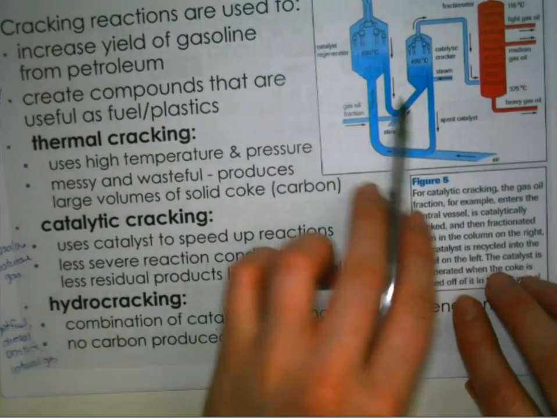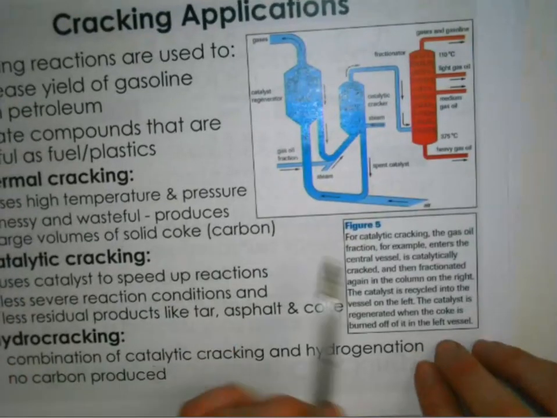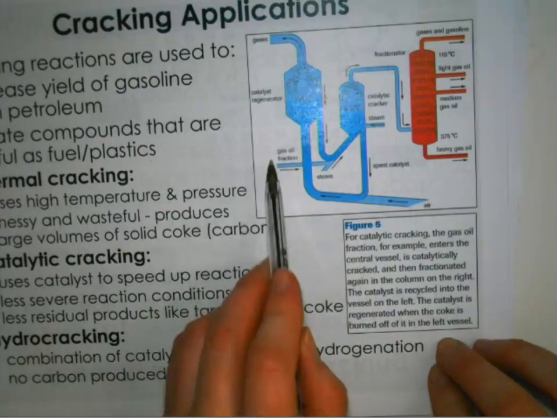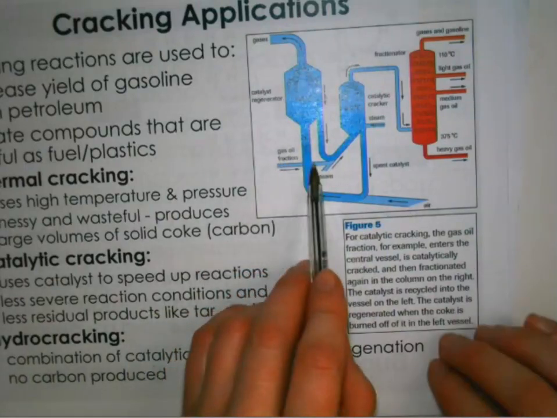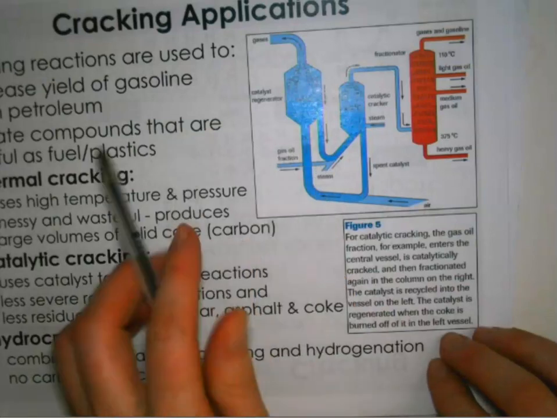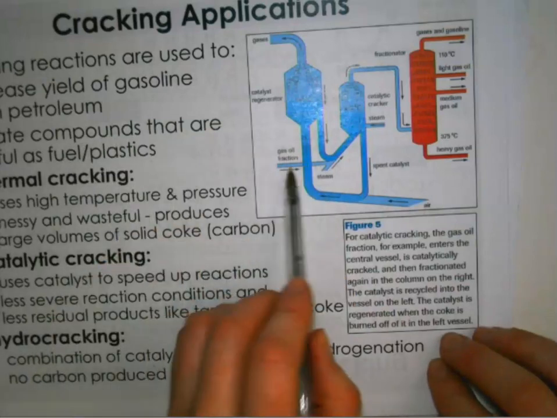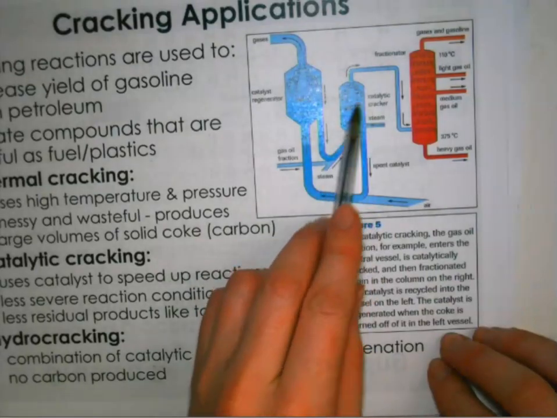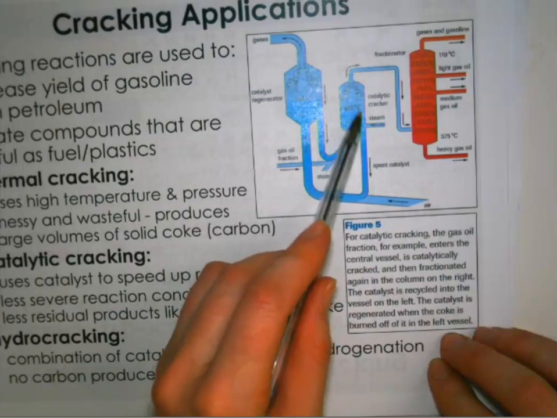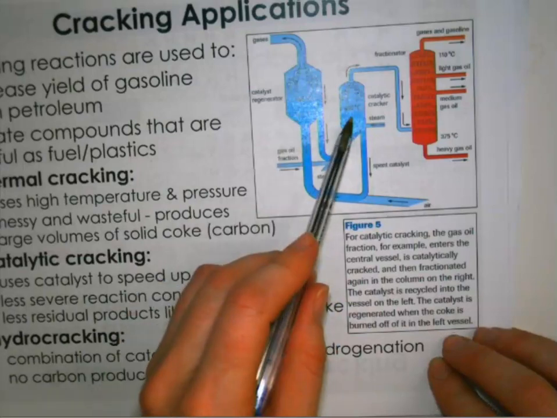Okay, over here we have a little bit of a rundown of how some of this catalytic cracking works. So you basically have the gas or oil that's coming in that has all kinds of different compounds in it, and what we want to do is break it down into desirable compounds. So we send it into this chamber basically where catalytic cracking occurs. So you have a catalyst in there that helps the reaction to happen.